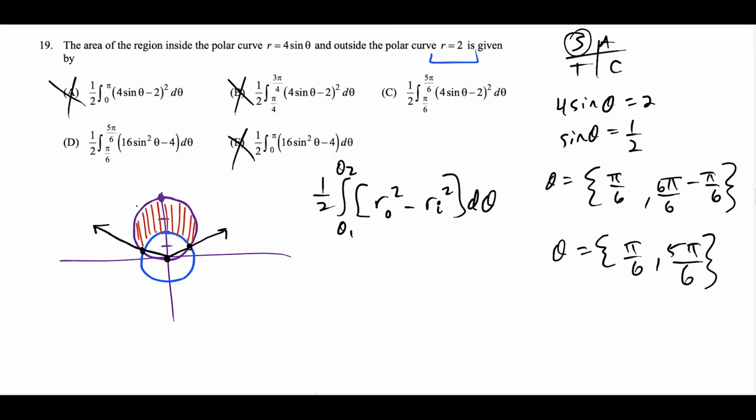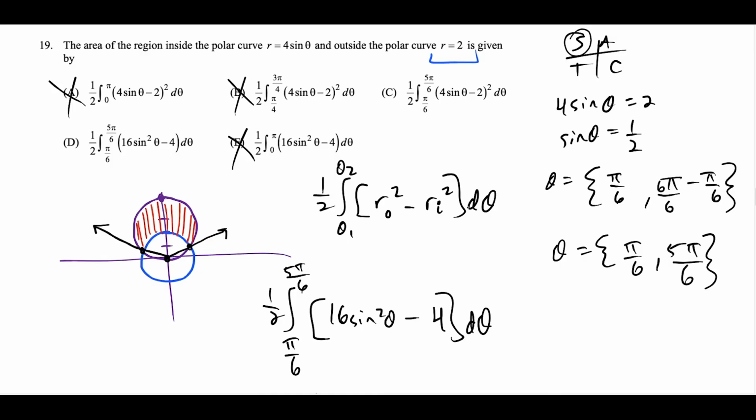So now just think about which function is on the outside. It's the 4 sine theta. So this is going to be 1/2 integral from pi over 6 to 5 pi over 6. And now the outside function squared, if we square this, this is going to be 16 sine squared theta. And then we have minus the inside function squared. 2 squared is 4 d theta. So now we just have to match this. This looks like it's going to be choice D. Choice C is a devastating trap because the mistake here is that the student just does the outside function minus the inside function and then squares it, but you have to square them separately, then subtract.